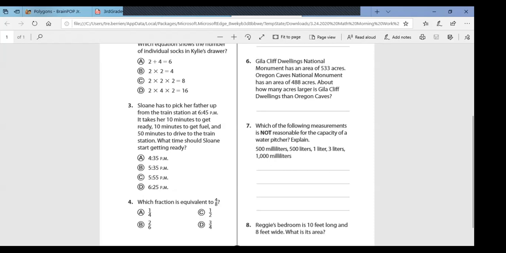So we need to backtrack because it says what time should Sloan start getting ready? And she needs to arrive at the station at 6:45. So we need to go back 10 minutes because she has to get ready. We have to go back 10 minutes to get fuel. And then we have to go back 50 minutes that she needs to drive to the train station. And then we're going to figure out what the starting time is that she's going to get ready. Okay?